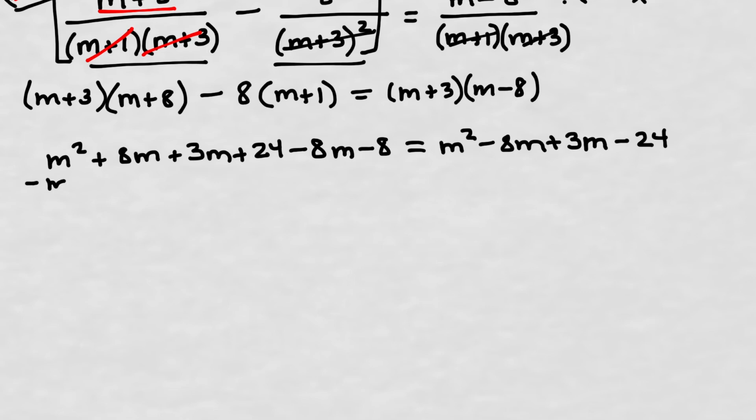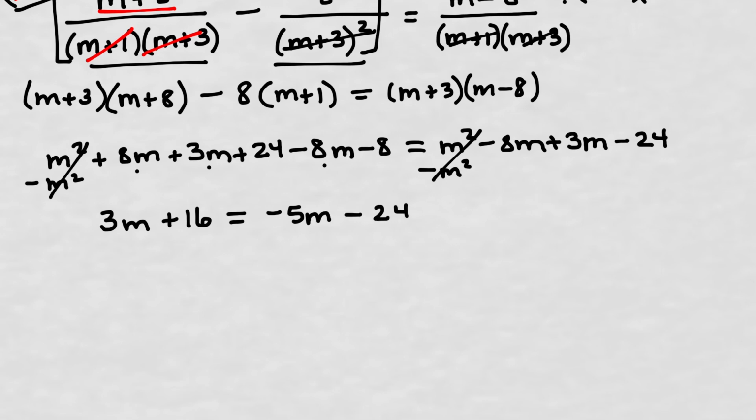So if I subtract m squared from both sides, those squared terms are going to cancel out. I have 8m plus 3m minus 8m, so that's just going to make 3m, and the constant is 16. Let's see, negative 8m and plus 3m is a -5m, and then we have a minus 24. Oh, so I don't need to get all the terms on one side because we got rid of our squared terms, so I'll just solve for m like we would normally do.